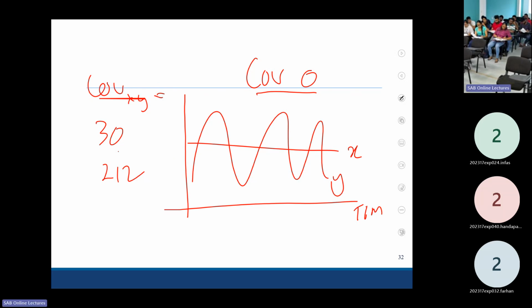But when this number is very large, suppose the covariance is positive 212, it implies that this positive relationship is very strong. Positive relationship is very strong.